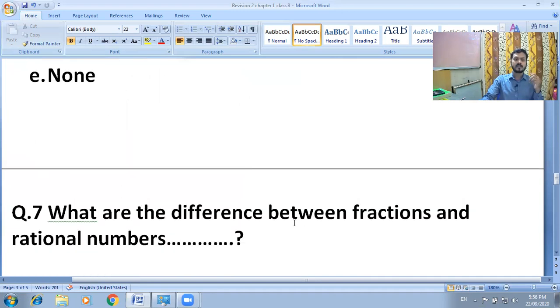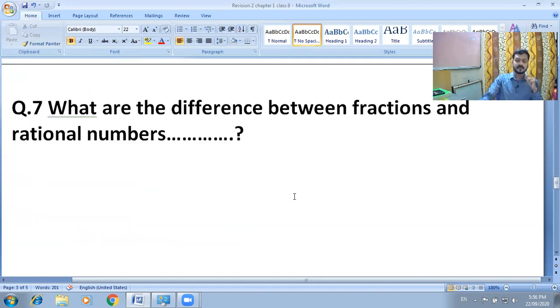Moving to question number 7: what is the difference between a fraction and a rational number? Everyone knows the difference between a rational number and a fraction. I think everyone is familiar with their definitions. But my question is, what is the difference? What are the actual meanings of a fraction and a rational number? You can give your answer in one word.